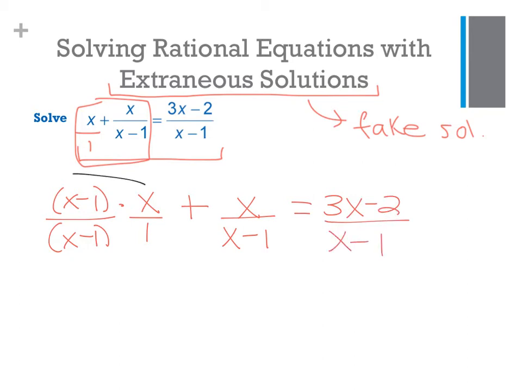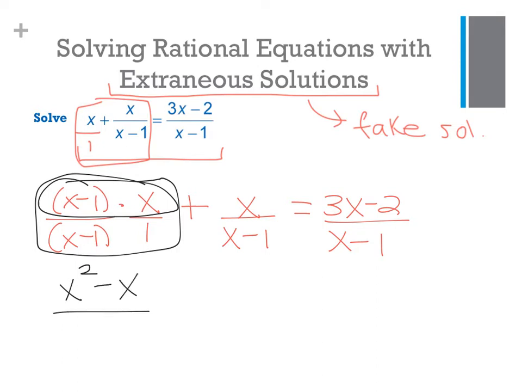Now, if I multiply these two fractions together, remember multiplying fractions, we multiply the numerators together, which is going to give us x squared minus x. And if I multiply the denominators together, I just get 1 times x minus 1, which is x minus 1.